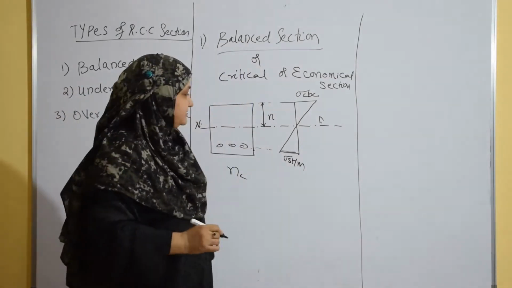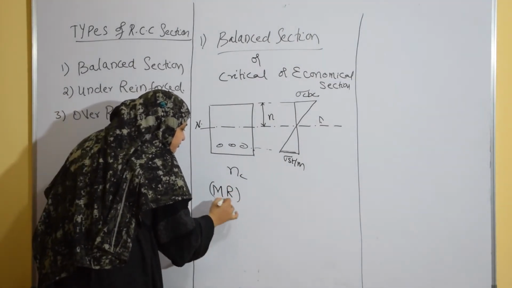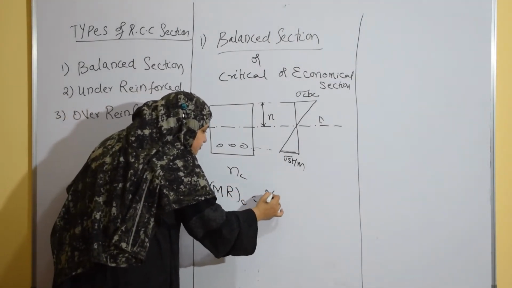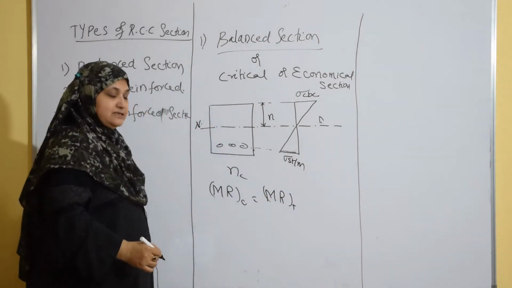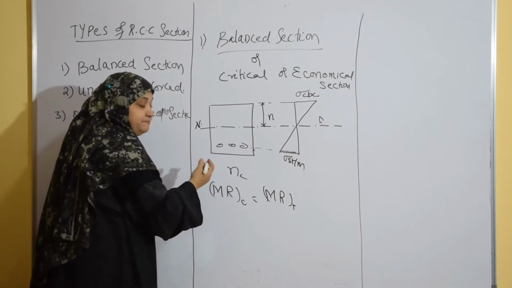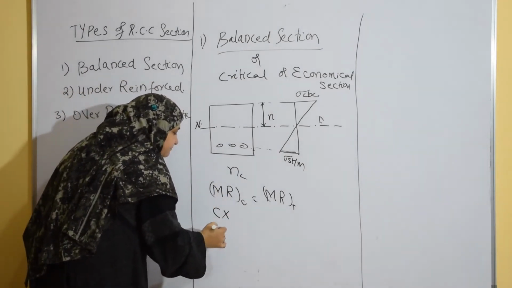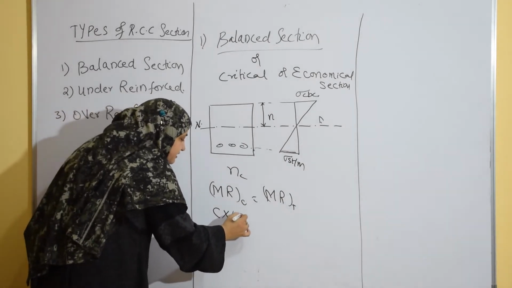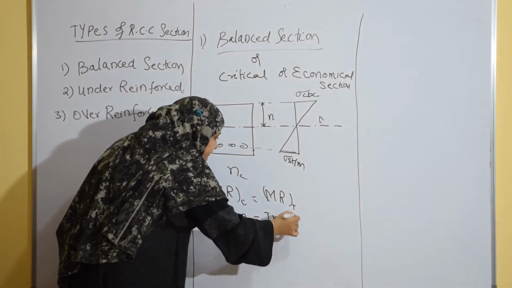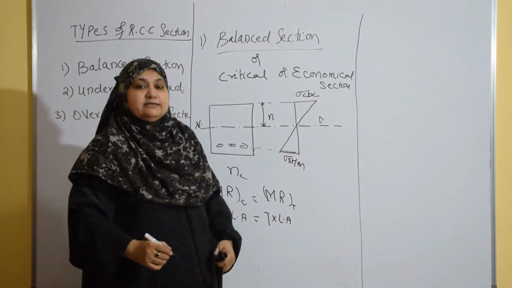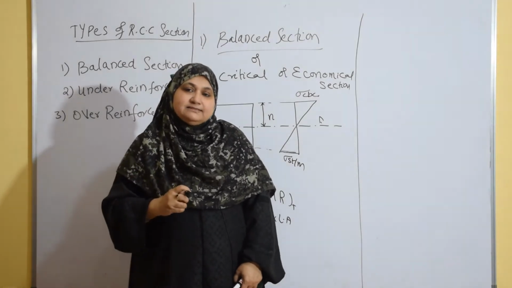So in a balanced section, moment of resistance due to compressive force will be equal to moment of resistance due to tensile force. So in a balanced section, you can get the moment of resistance either by multiplying the compressive force with lever arm or the tensile force with lever arm. In both the cases, we get the same magnitude, same value. So this is a balanced section.